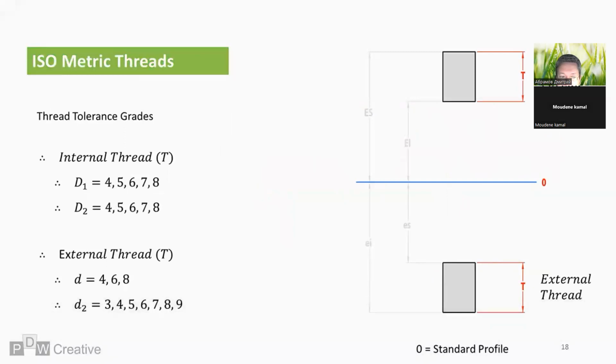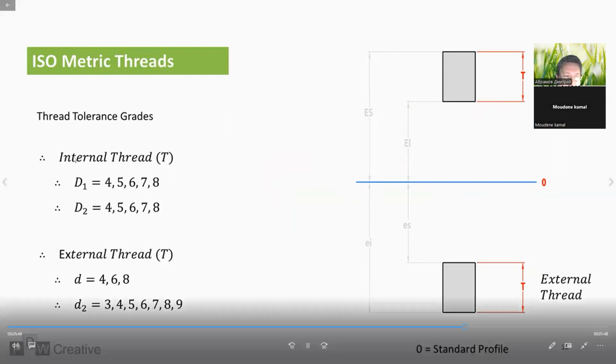Multiple tolerance options are available for each tolerancing diameter. These are known as thread tolerance grades. Smaller grade numbers offer the tightest tolerance. Larger tolerance grades may be selected due to cost or manufacturing difficulties. Please write down in your notes these grades of tolerance.